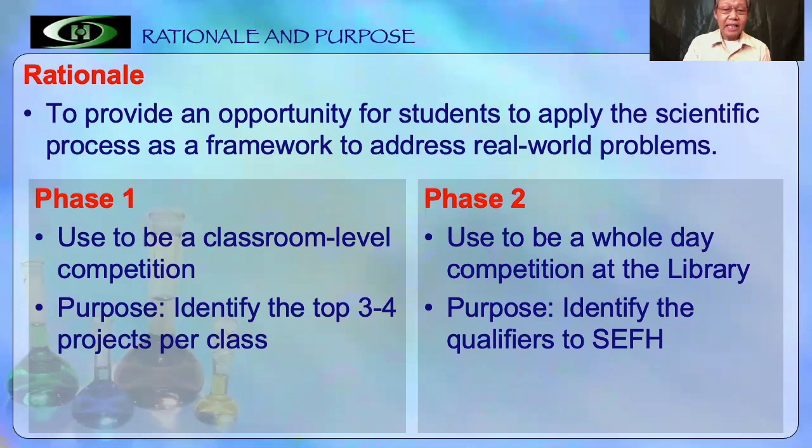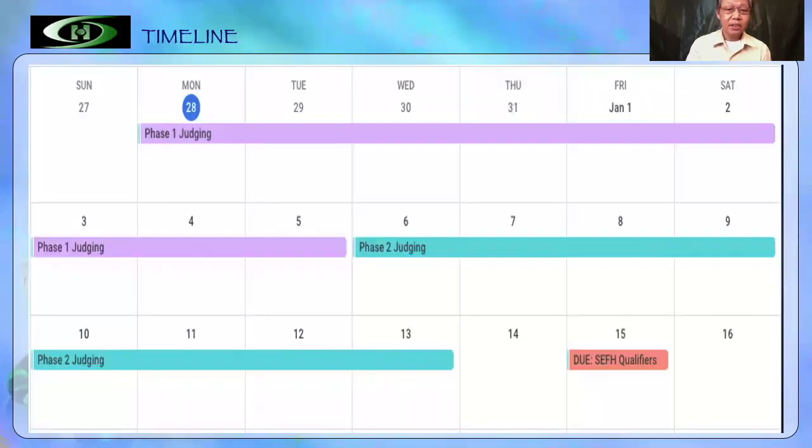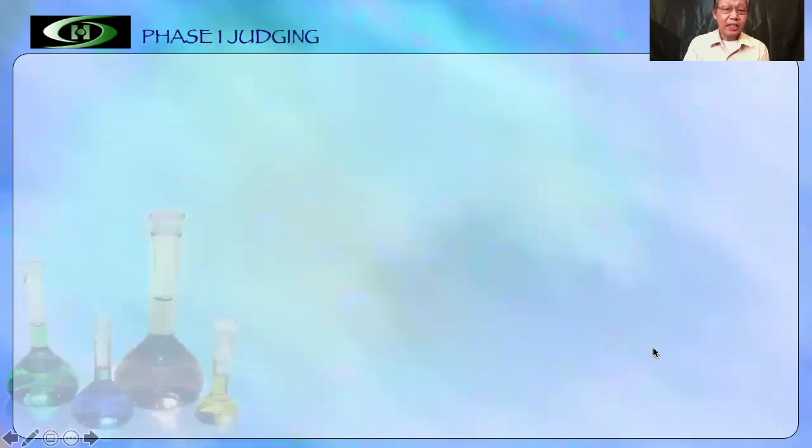So the timeline this year is that we're going to start from the 28th of December for phase one judging and run through till the 5th of January. This is not a hard deadline, so we can extend this further than that because we know that some students are still completing their projects. As soon as they get completed, they get added to the projects that need to be judged. Now, I'd like to give you a bit more information about phase one judging, which is what we're going to be doing this next week.